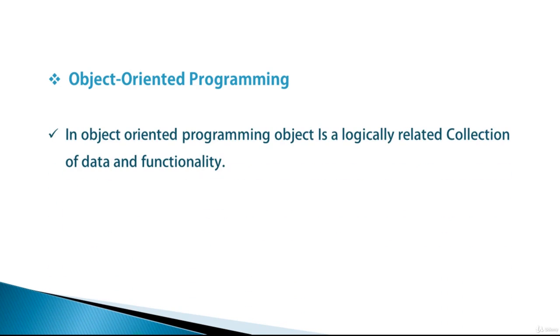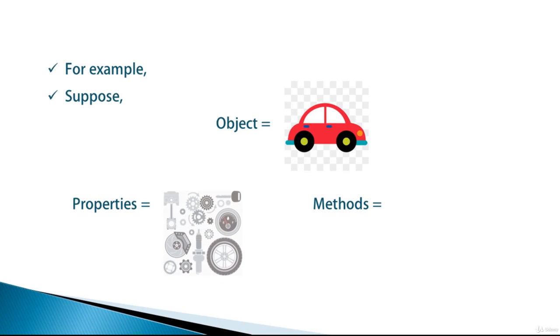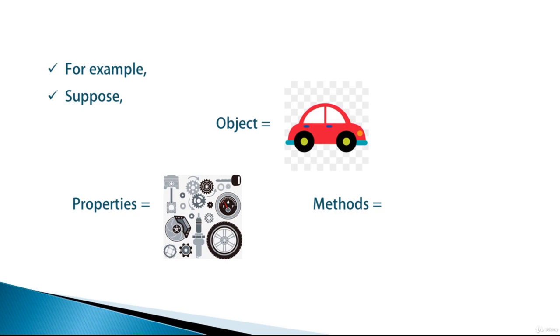In object-oriented programming, an object is a logically related collection of data and functionality. Now, this object can be a collection of properties and methods. Using a real-world example, you will completely understand how the object is really created. Let's assume that the object is a car, and a car has multiple parts and functionalities. Here, we will assume car parts as properties and functionality as methods.